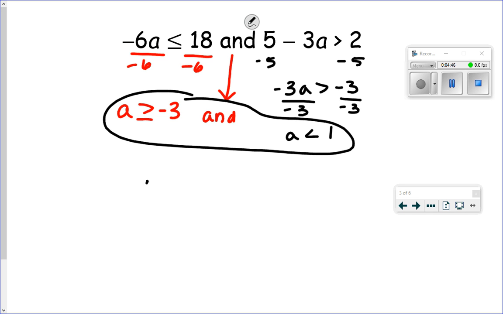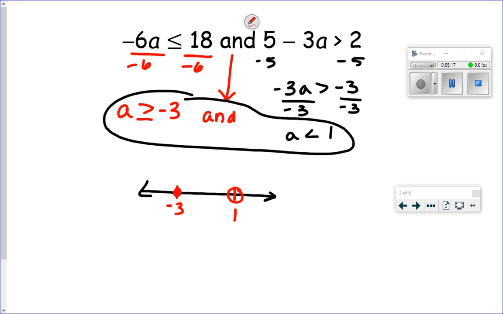But then I also need to have a number line. Part of your answer is the solution, and part of the answer is your number line and your graphing. So I need to put both of these numbers on my graph. The smaller number needs to go to the left, so -3. The bigger number needs to go to the right. The -3 says greater than or equal to, so that means it needs to be a closed circle. The 1 is just less than, so it's going to be open.